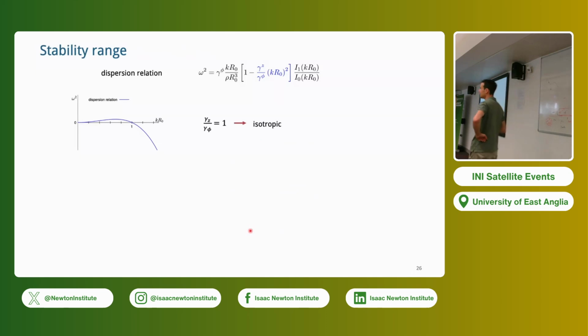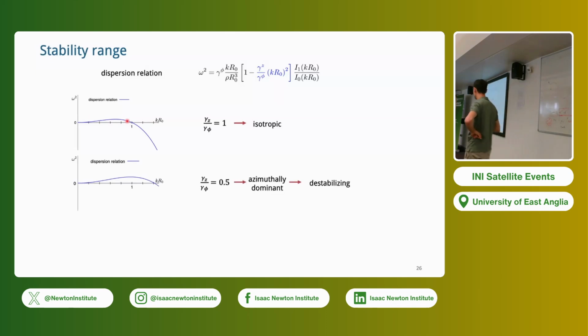Then you look at the stability. Whenever omega squared is positive, the system is unstable. So that is the wave number, that is omega squared, and that's the unstable region. Here for the isotropic case, the boundary is 1. So the critical wave number is just the radius.